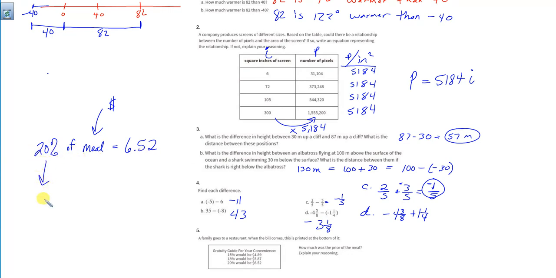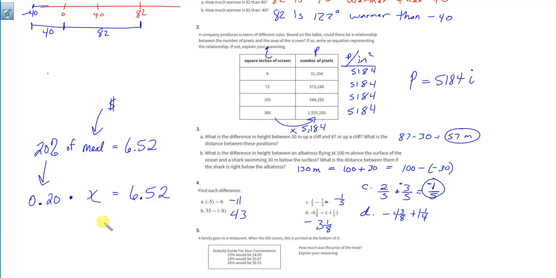The decimal version of 20% is 0.20. And the word "of" to us in mathematics means multiply. And we don't know our meal, so I'll call that X. And $6.52. So what this is saying is that something times 0.2 gave us 6.52.